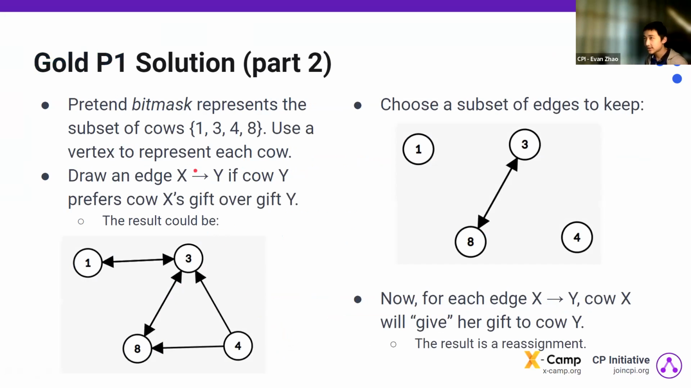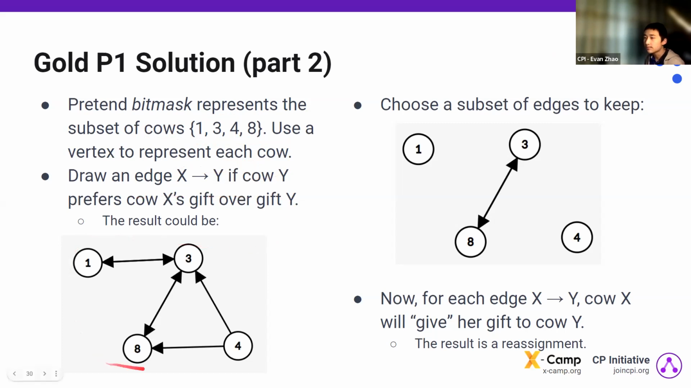Pretend bit mask represents the subset of the cows 1, 3, 4, and 8. It's just an example, a random subset of the cows. Use a vertex to represent each cow. So now we're using a graph to represent this. Then draw an edge x to y. It's a directed edge if cow y prefers cow x's gift over gift y.